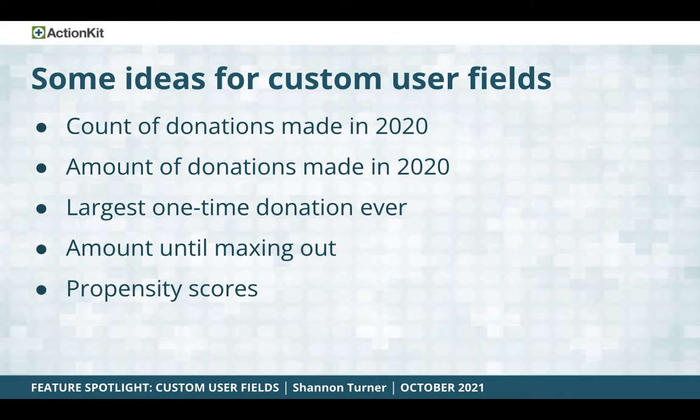A lot of times candidates and parties want to know how much money this person can give before they max out. You could store that in a custom user field. You could do things like propensity scores, and this might be a propensity score that you have in another system that you bring over to ActionKit, or it could be something that you calculate based on the information that you already have in ActionKit and use that information to determine how likely someone is to open your mailing or take action on your issues.